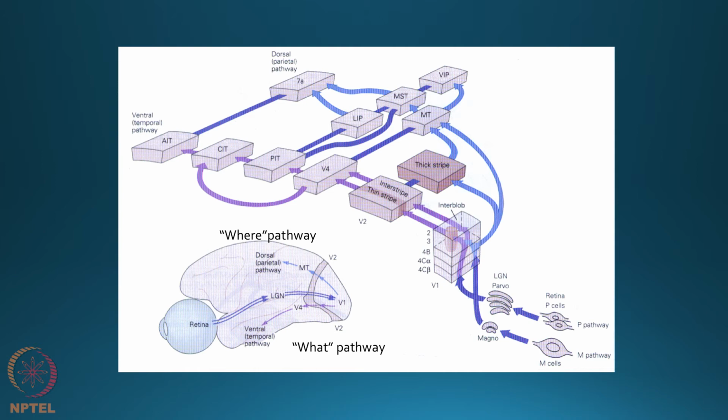or into the superior parietal areas. This is called the parietal pathway or the dorsal pathway, because it is dorsal to the brain, and it is also called the where pathway because it is these parts of the brain which process where the object that you are looking at is.